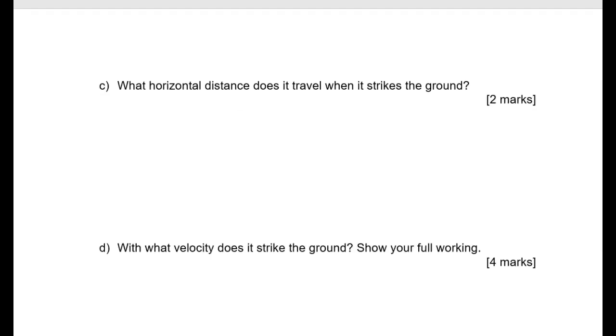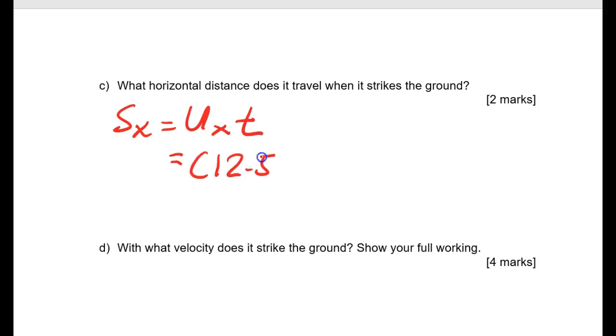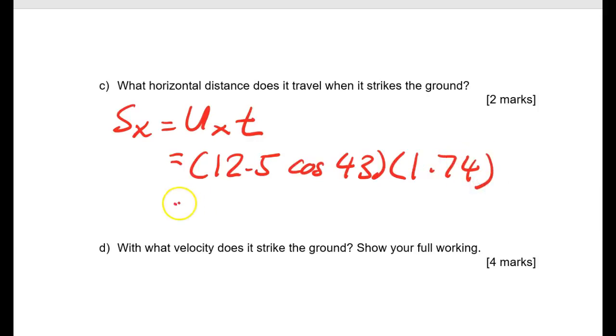I will move on. How about the horizontal distance it travels when it strikes the ground? For this case, you only have one formula. There's no other alternative. And what's your Ux? It's 12.5, this is the horizontal component, now using cosine of 43, times the time of flight 1.74. 15.9 meters. That is the answer and it is the only working way. There is no other alternative.